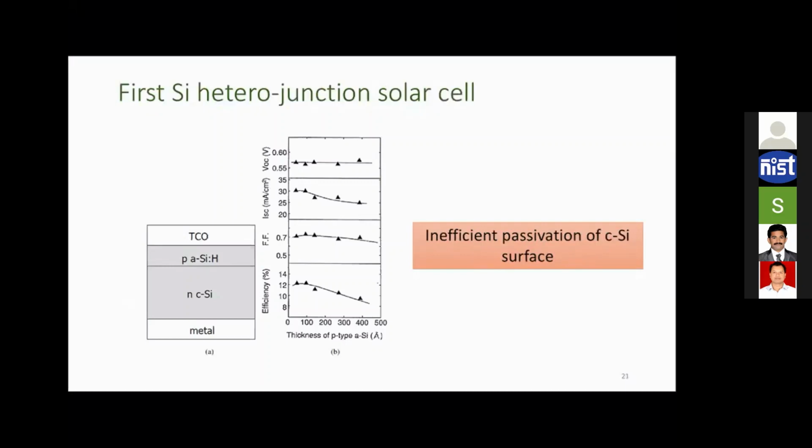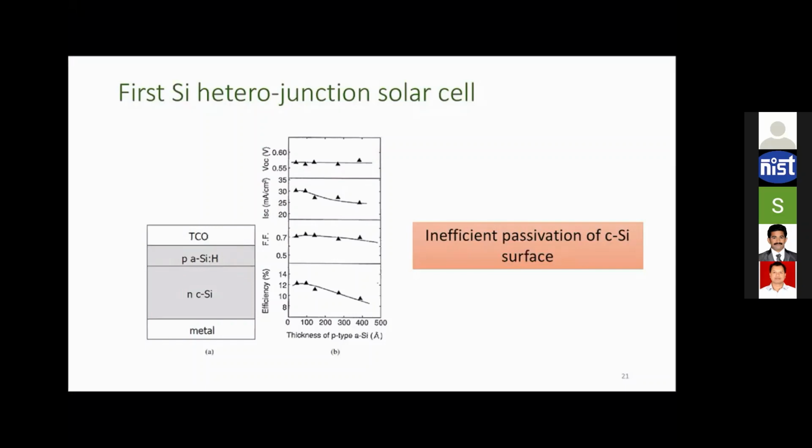Then researchers have found out that because of the high doping, this amorphous silicon is a very inefficient passivation layer for the crystalline silicon dangling bonds. So we are losing on the passivation quality here. Because this amorphous silicon is highly doped, there is a large number of defect states within the p amorphous silicon, and it is not able to passivate the dangling bonds present at the crystalline silicon surface. And that is why your efficiency is so low.